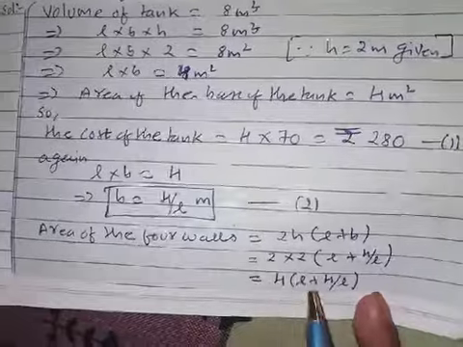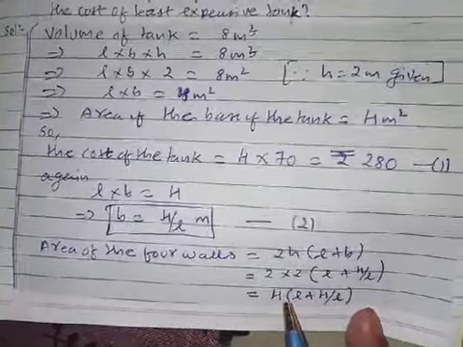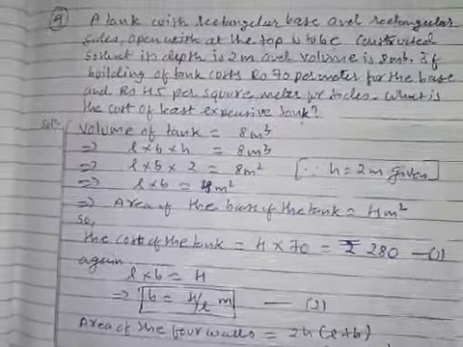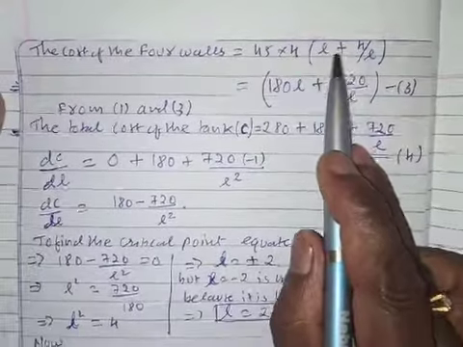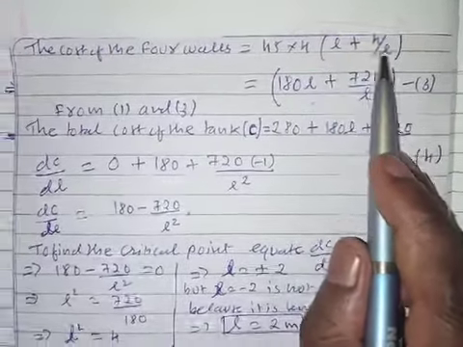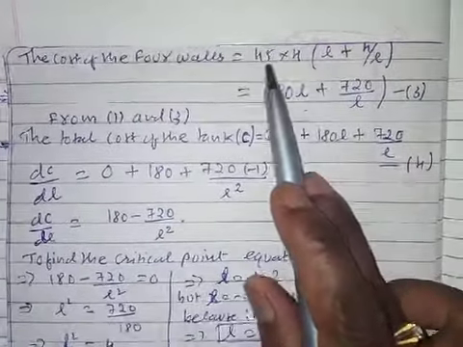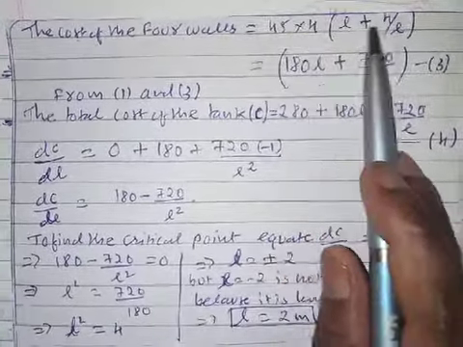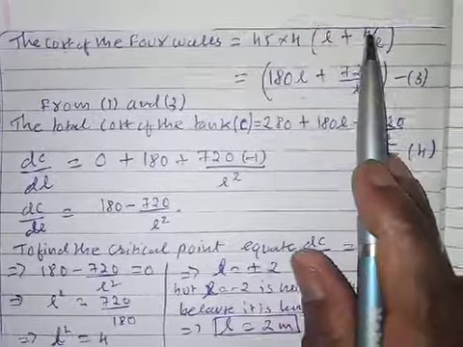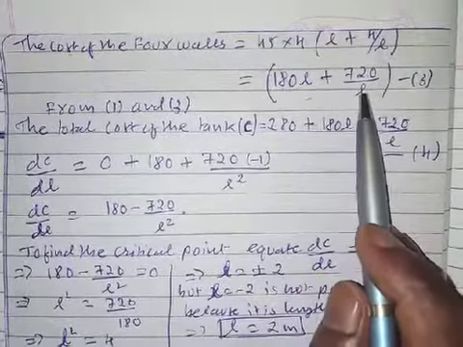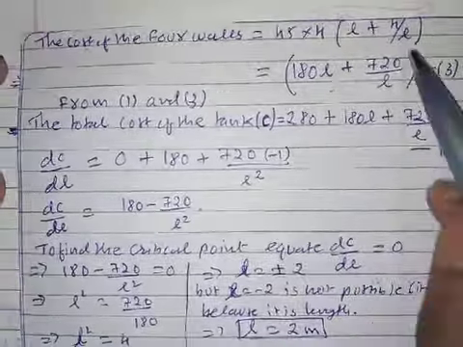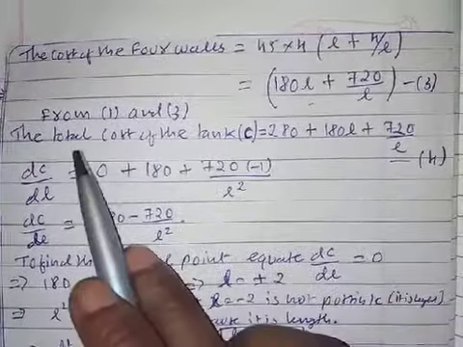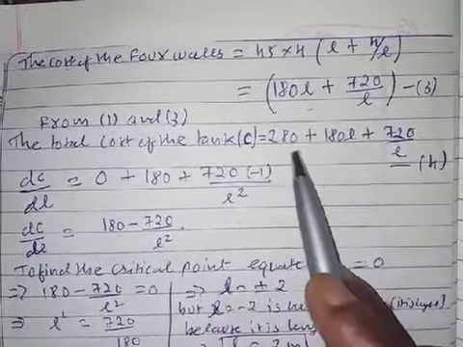What is this? It is area. The cost will be 45 per square meter, so multiply with 45 to get the cost of the 4 walls. The cost of the 4 walls is 45 into (4L plus 16 upon L). Multiply inside. 45 into 4 is 180L, plus 45 into 16, which is 720 upon L. This is equation 3.